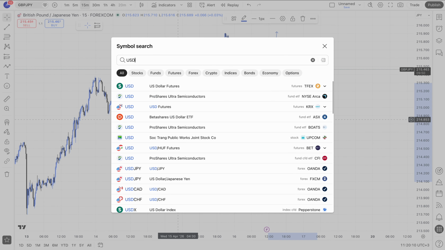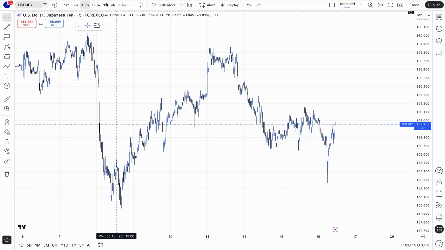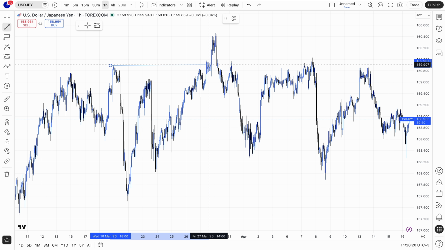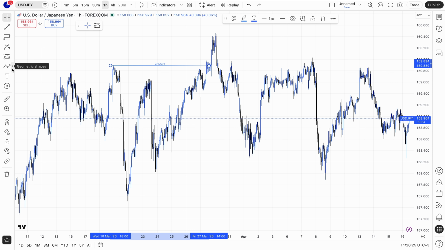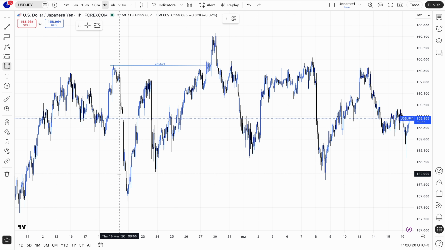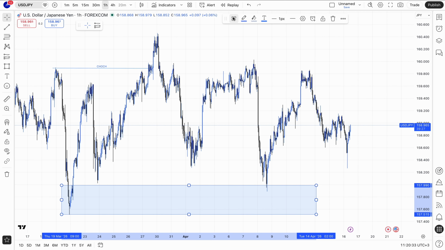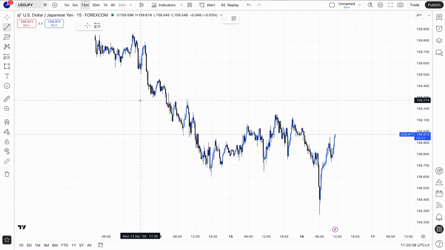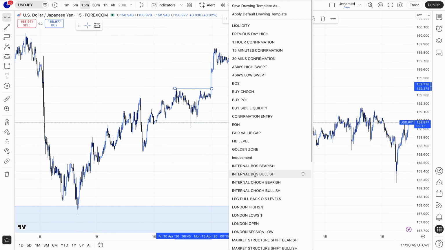Then for USD JPY, first and foremost is always market structure, and you can see from here we had our market structure to the upside, our change of character to the upside from here. Then from there we had our external order block, which was here, our bullish order block. Then we had to switch to 15 minutes for our internal market structure, and you can see this was the last break of structure to the upside.